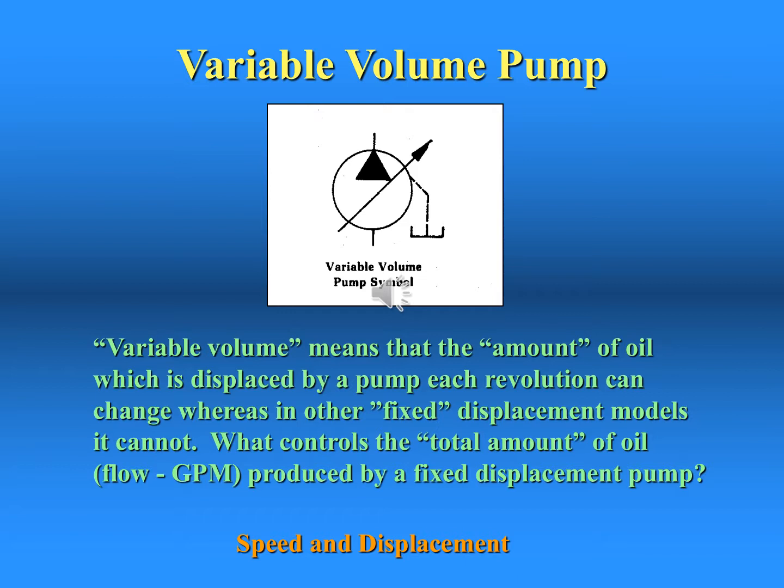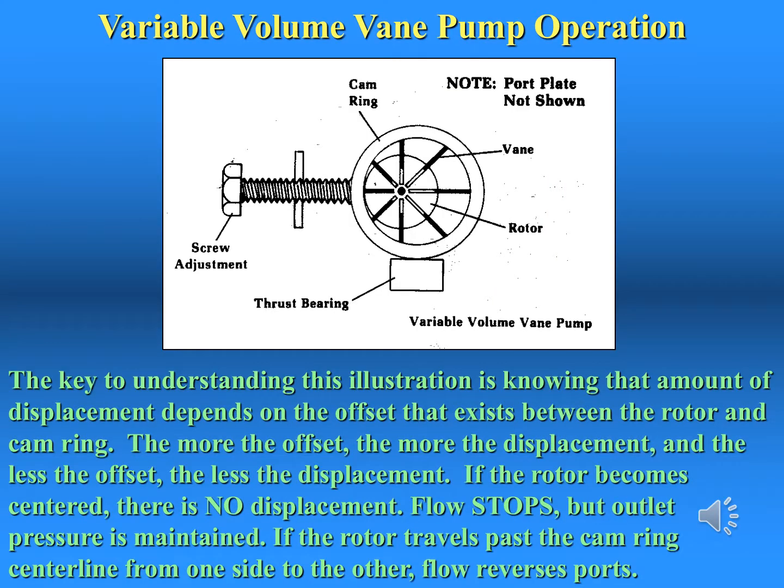The position of the cam ring can be adjusted by an external control or by a spring, as in the next slide. In this illustration, the cam ring is understood to move when the adjustment screw is turned. When a spring is used to offset the cam ring, the function is called pressure compensation. In this illustration, the pressure from the system pushes back on the cam ring, which in turn pushes back on the screw adjustment or a spring.